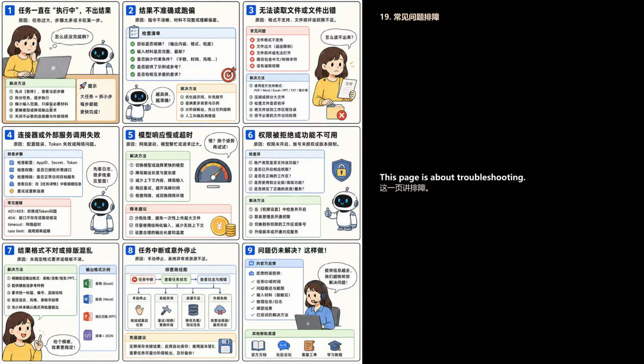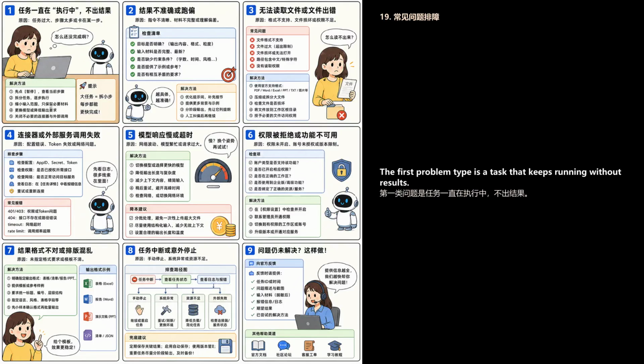This page is about troubleshooting. When you use WorkBuddy for complex tasks, problems are normal. The key is not blind retrying. The key is locating the problem by category. The first problem type is a task that keeps running without results. Common causes are that the task is too large, has too many steps, or is stuck at one step.